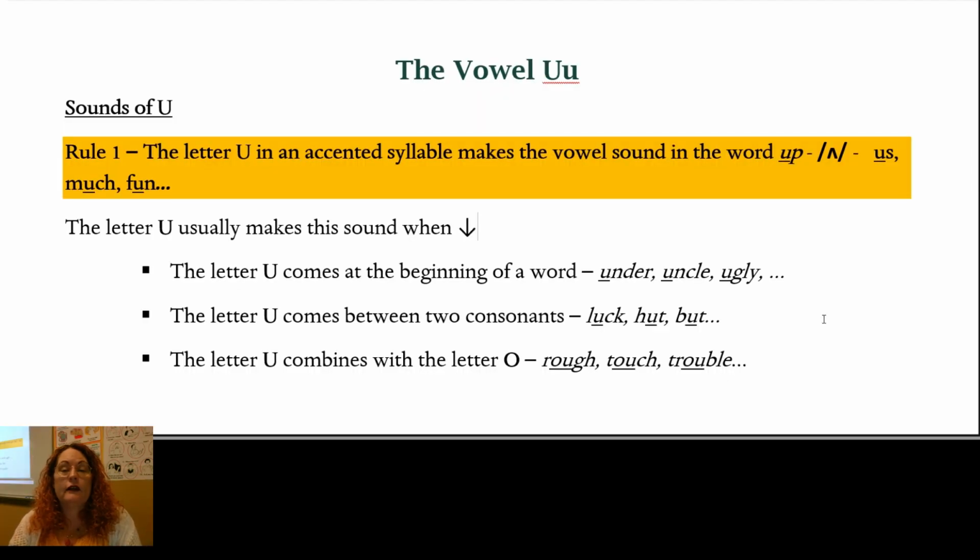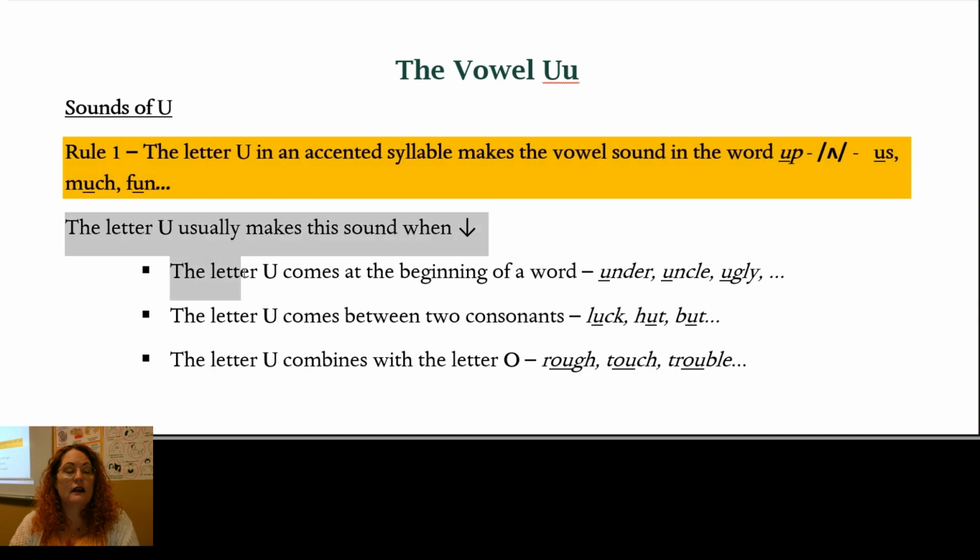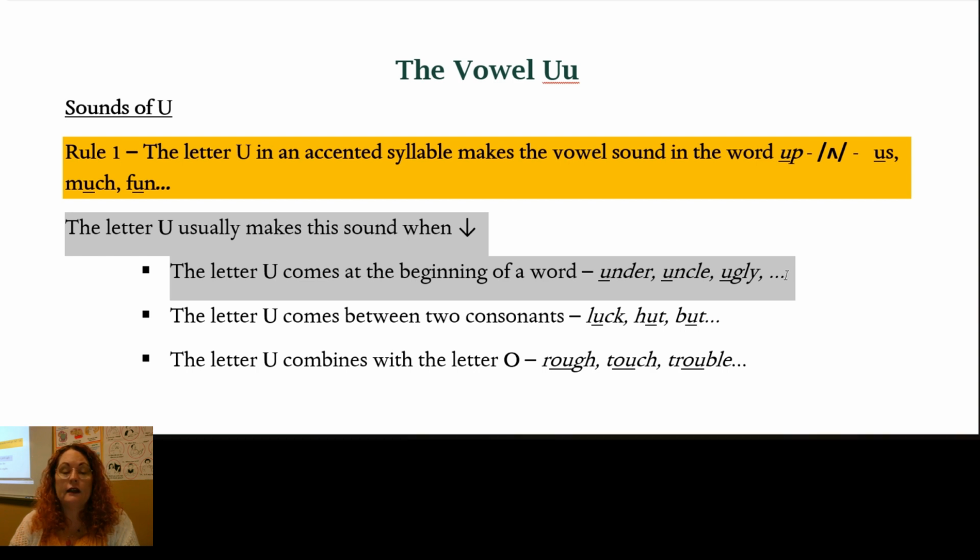Today, let's look at the vowel U. U is a very tricky letter. It makes a lot of sounds. The most common sound connected with U is the sound uh, as in up, us, much, and fun. This usually happens when U comes at the beginning of a word, like under, uncle, ugly.